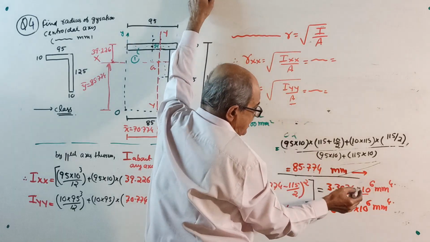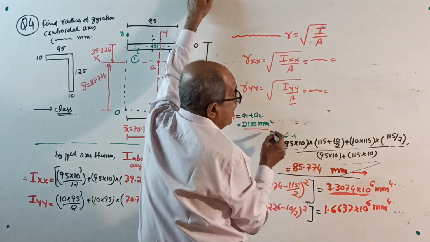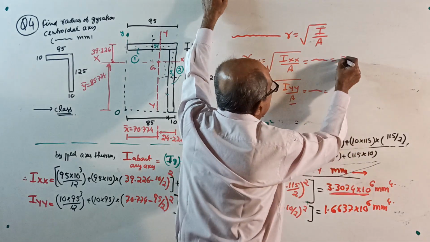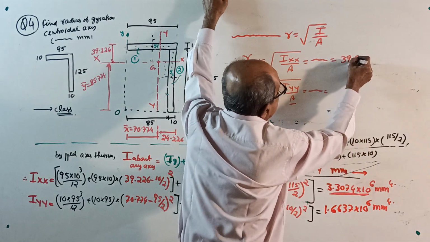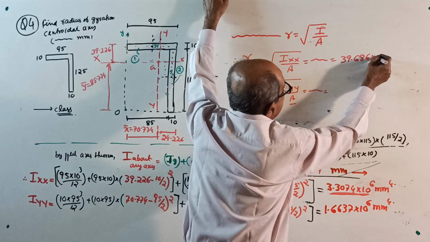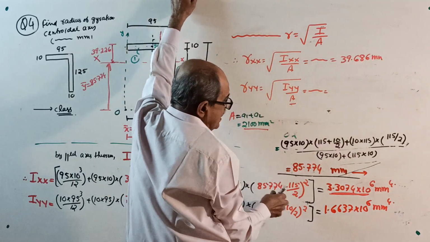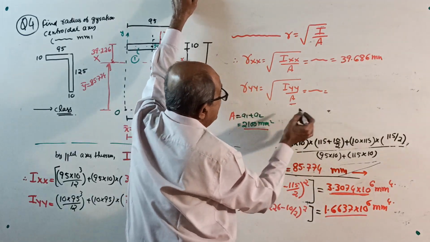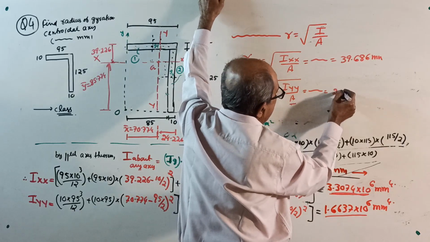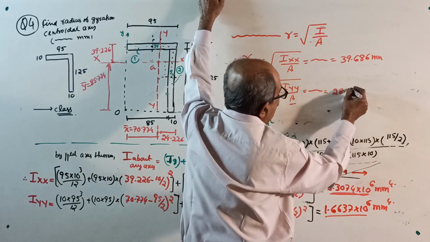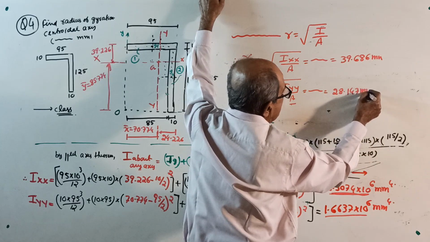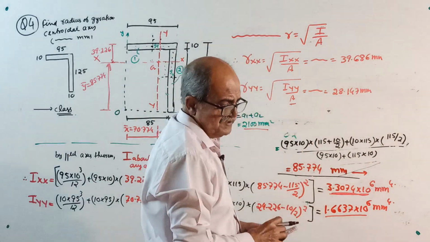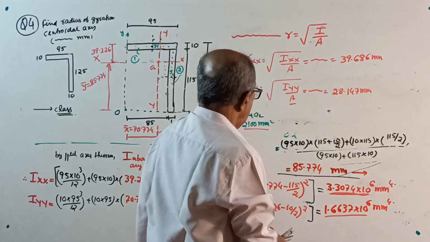Root of Ixx by area, Rxx will come 39.686 millimeter. Ryy will come root of whatever Iyy you got by area, it will be 28.147 millimeter, I already calculated. Over. This question is completely over. Now, make a note.